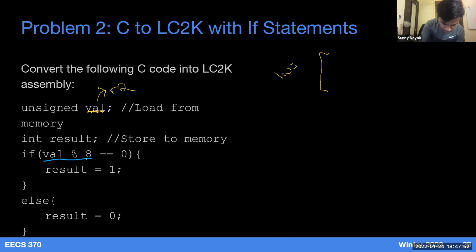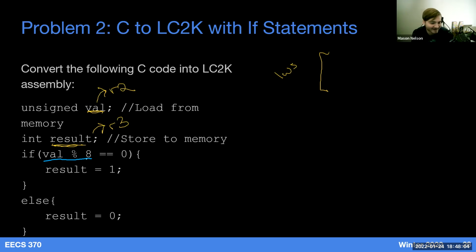Here we have another variable. It's an integer, and this is going to be a signed integer, and we're going to store that in, let's say, register 1. Okay, cool. And we'll see why in just a minute here. Awesome. All right. So we're going to store those variables in those designated registers.